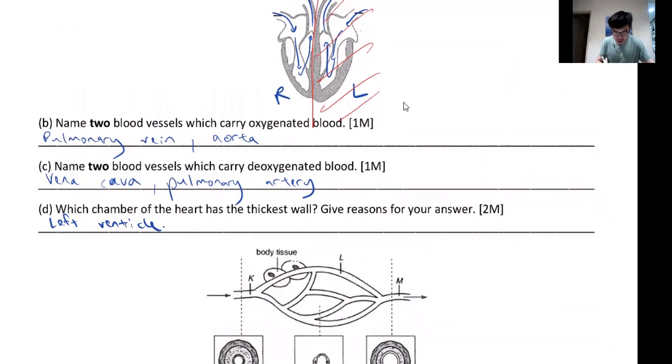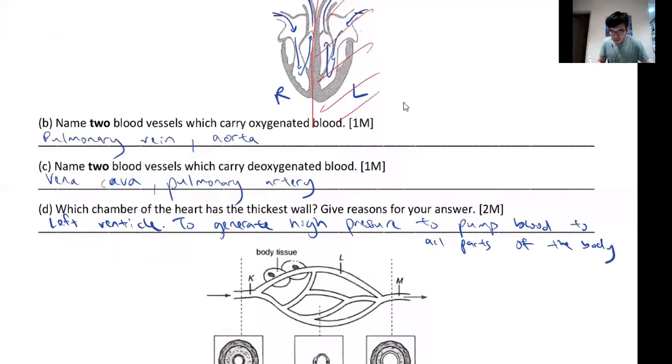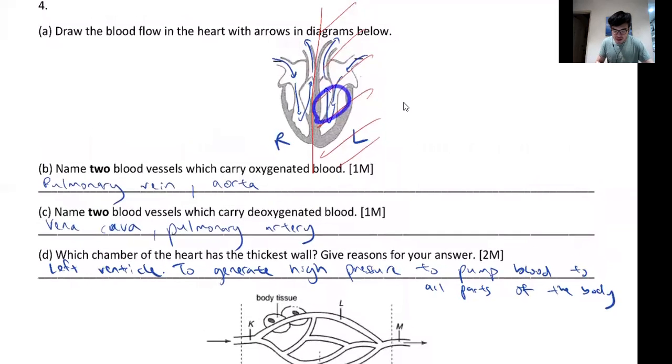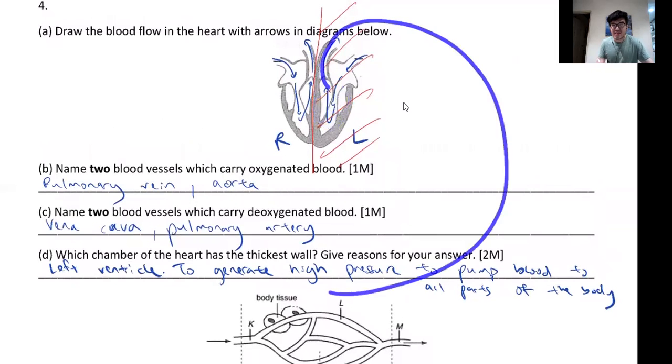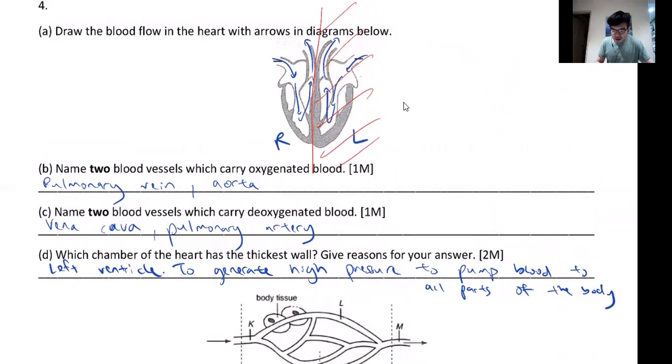Why is the left ventricle the thickest? This is to generate high pressure to pump blood to all parts. This ventricle's job is to pump blood to the whole body. That's why it needs that high pressure. Atrium no need, because atrium is just to pump down. So you see the wall is very thin.